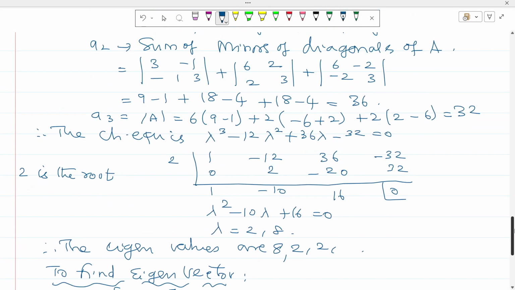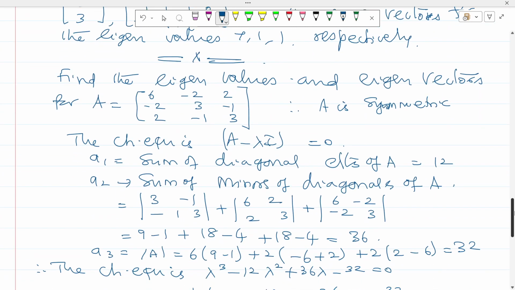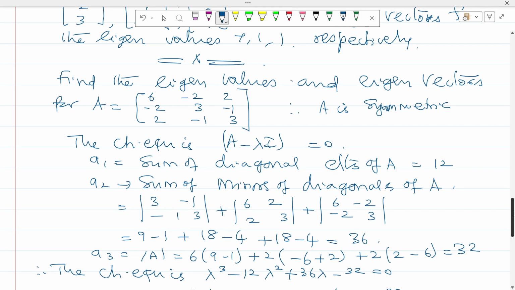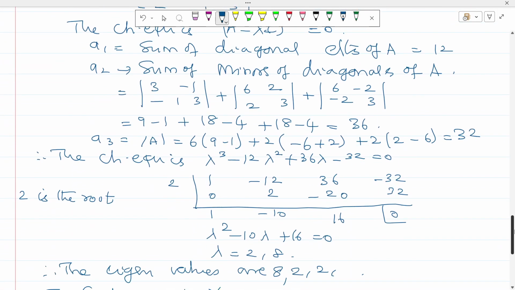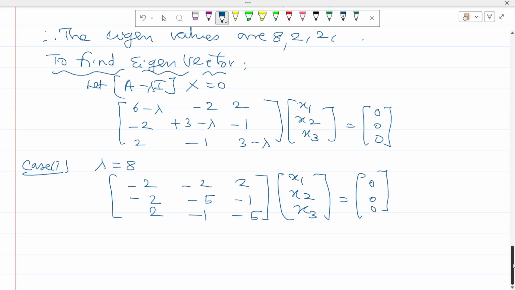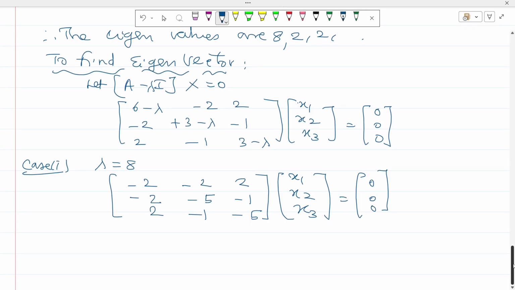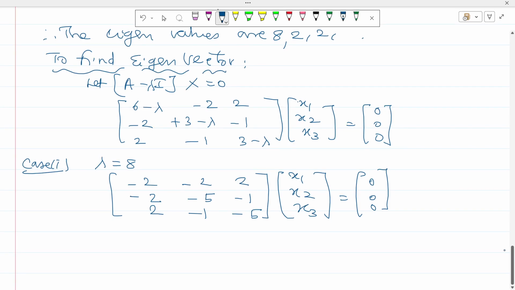Even in a single place you should not change the plus or minus, otherwise you will get a wrong answer. So you have to write carefully: 6 minus lambda, minus 2, plus 2; minus 2, plus 3 minus lambda, minus 1; then 2, minus 1, 3 minus lambda. So the matrix is minus 2, minus 2, 2; minus 2, minus 5, minus 1; 2, minus 1, minus 5. So take the two non-identical rows, x1, x2, x3.